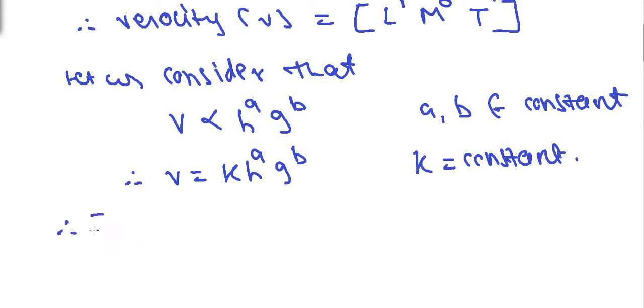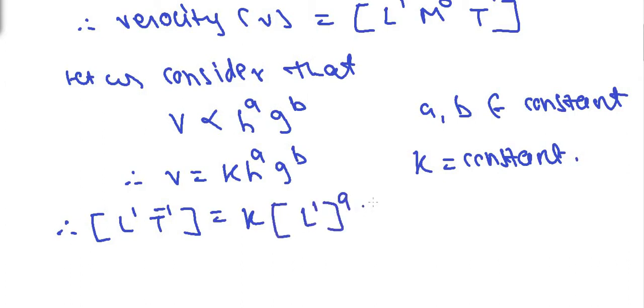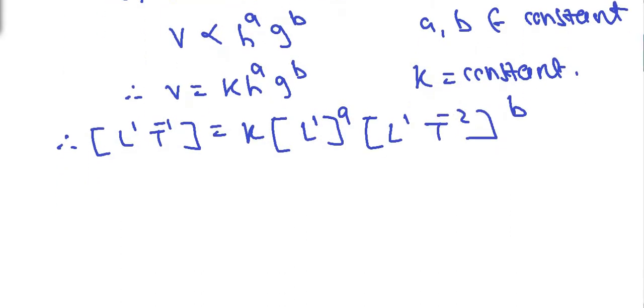Now let us write dimensions on both sides. On the left hand side, L raised to 1, no mass, T raised to minus 1, meter per second. k is a dimensionless quantity, being a constant. h is L raised to 1, all raised to a. And acceleration due to gravity, meter per second square, is L raised to 1, T raised to minus 2, all raised to b. Now let us multiply by the powers inside. Therefore we get L raised to 1, T raised to minus 1 is equal to k into L raised to 1 raised to a.